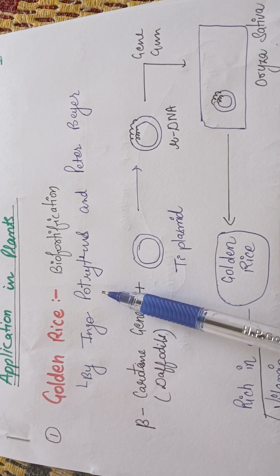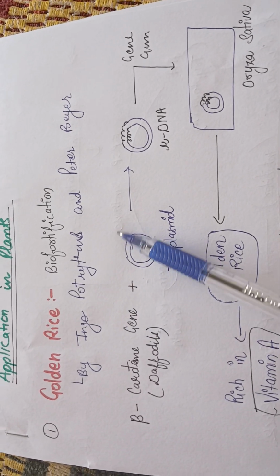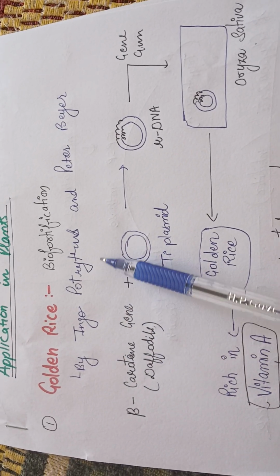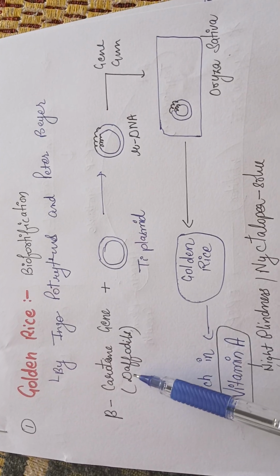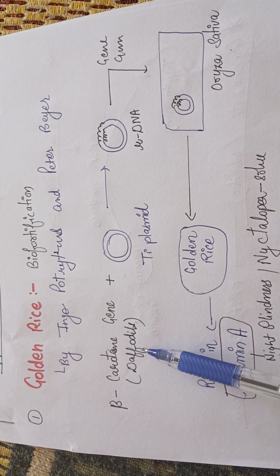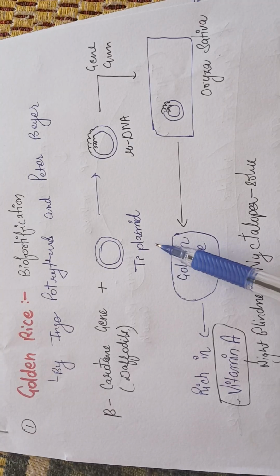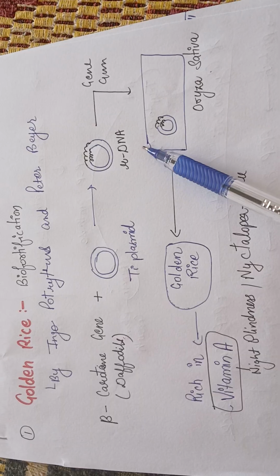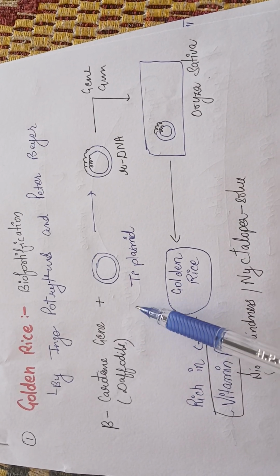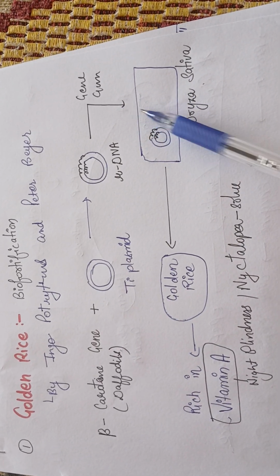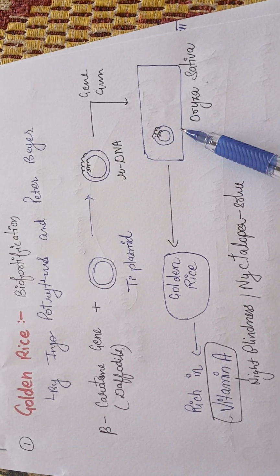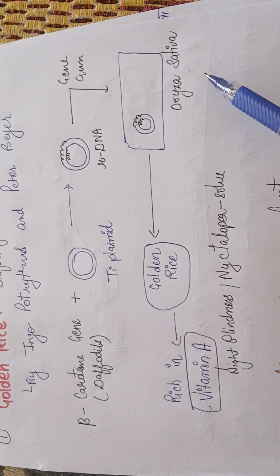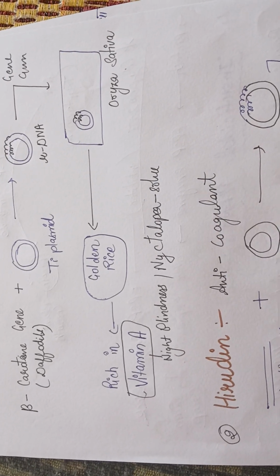What are the applications in the plants? First is golden rice. Golden rice comes from biofortification, which was developed by Ingo Potrykus and Peter Beyer. Here we take the beta carotene gene, which is borrowed from the daffodil, and a vector, the Ti plasmid, and produce recombinant DNA, which is a mixture of both of these. Then with the gene gun method we introduce this recombinant DNA into the plant, and we get the product Oryza sativa.